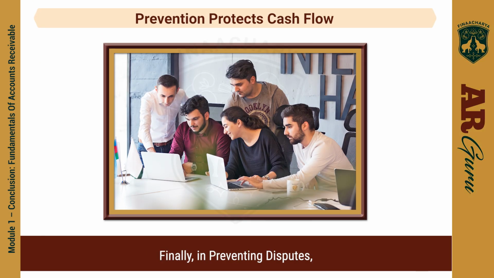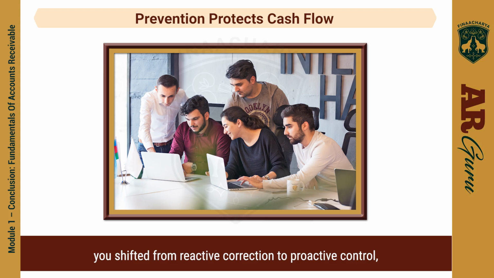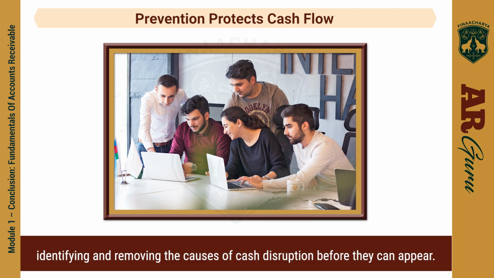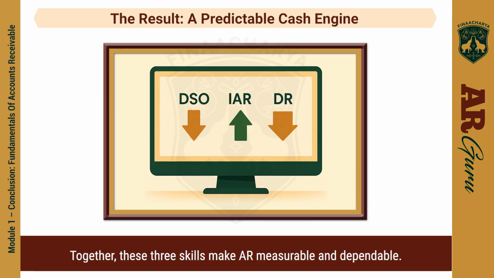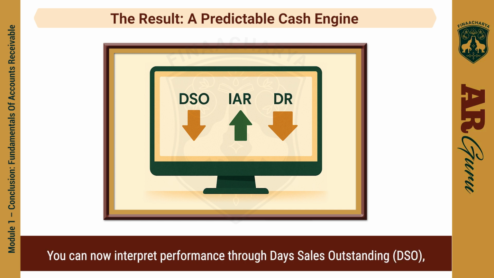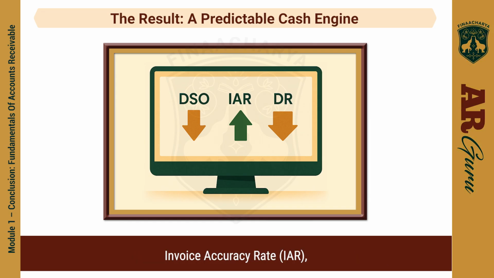Finally, in preventing disputes, you shifted from reactive correction to proactive control, identifying and removing the causes of cash disruption before they can appear. Together, these three skills make AR measurable and dependable. You can now interpret performance through Days Sales Outstanding, DSO, Invoice Accuracy Rate, IAR, and Dispute Rate, DR, turning data into decision power.